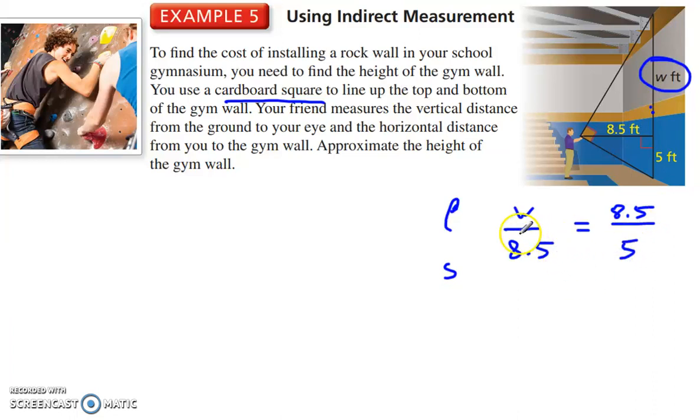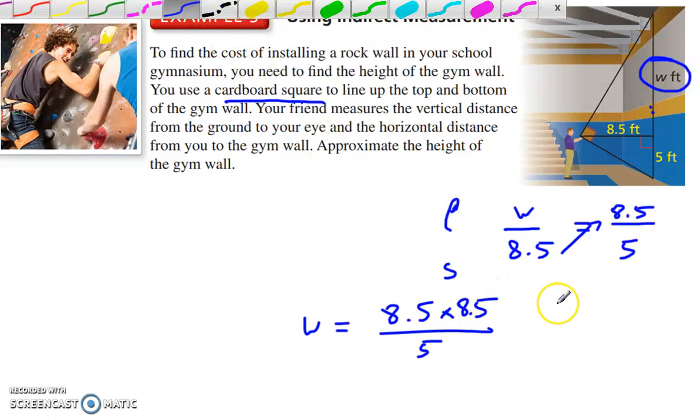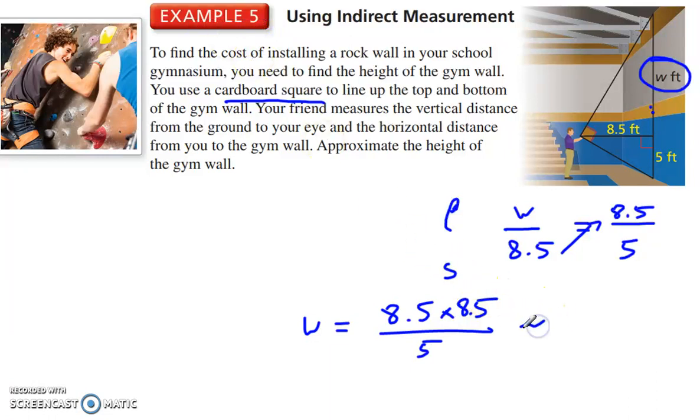All right, and then we could cross multiply, but I know the 5 will come back anyway, so I'm going to multiply this over here. So that gives me W is equal to 8.5 times 8.5 divided by 5. And that is 14.45.